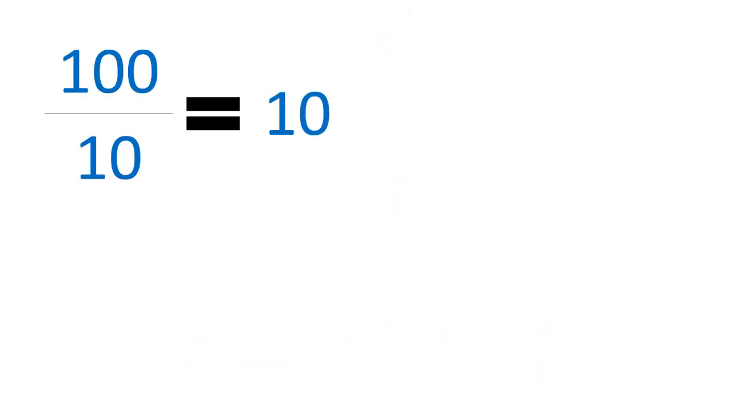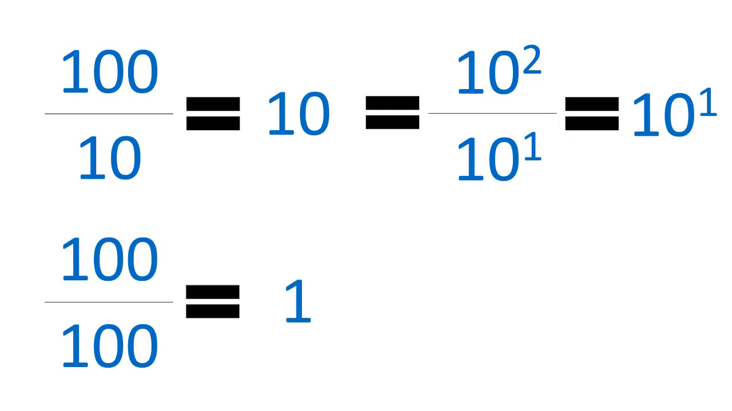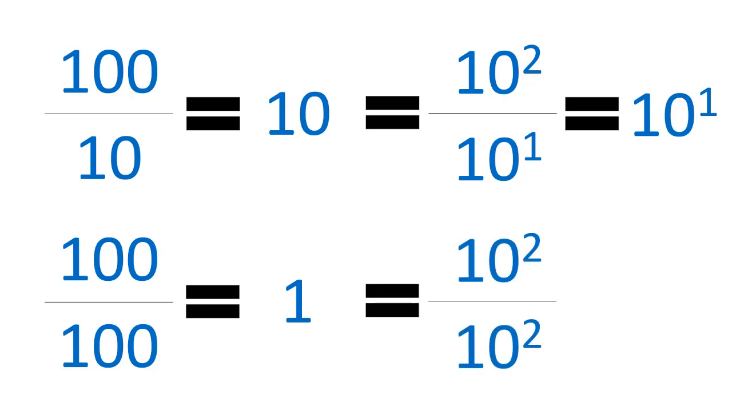When we divide 100 by 10, we get 10. In terms of exponents, this means that when we divide 10 to the second power by 10 to the first power, we get 10 to the first power. So we subtract the denominator's power from the numerator's power. That is, we subtract 1 from 2 to get 1. Now, what about when we divide 100 by 100? We get 1, right? In terms of exponents, this means that when we divide 10 to the second power by 10 to the second power, we get what? Well, the denominator's power is 2 and the numerator's power is 2, and using our rule of subtraction, we know that 2 minus 2 is equal to 0, so we get 10 to the 0th power.